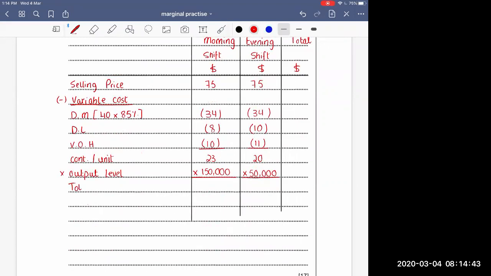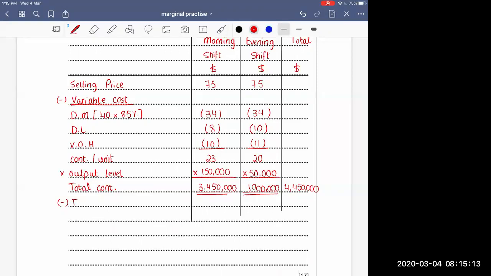First calculate the total for the morning: 23 into 150,000. That makes 3,450,000. Second, 20 into 50,000. That makes 1 million. Total contribution is now 4,450,000. Subtract fixed cost from the total, because it is not specifically mentioned per shift. Total contribution has been calculated. We will put double lines. Now everything would relate to total.